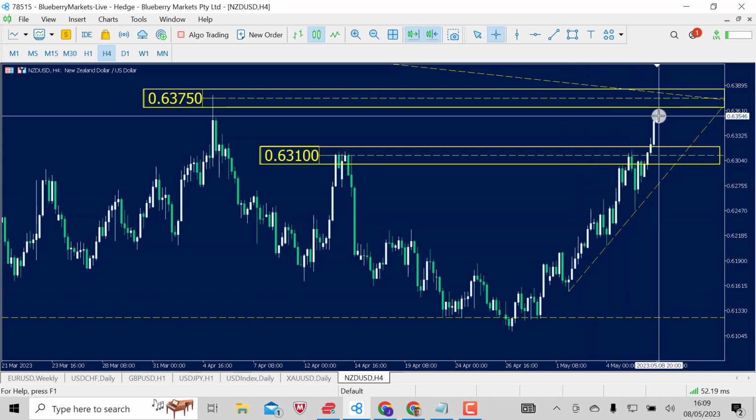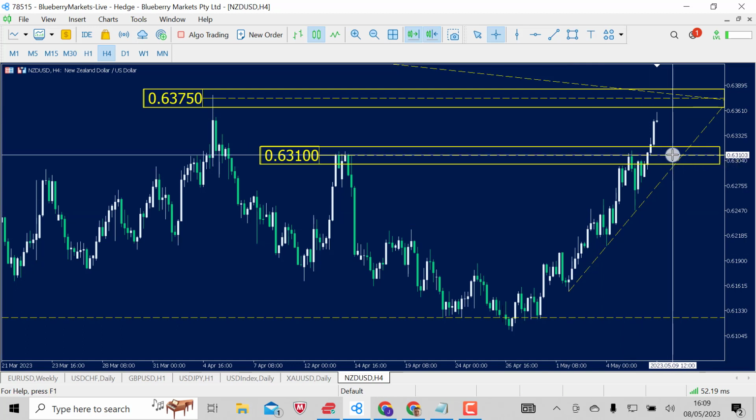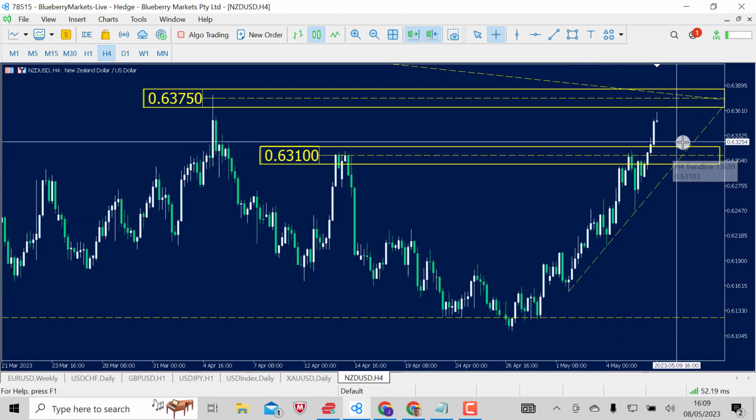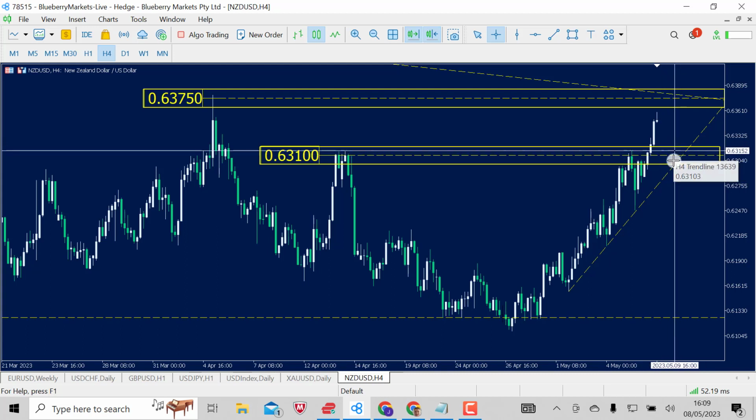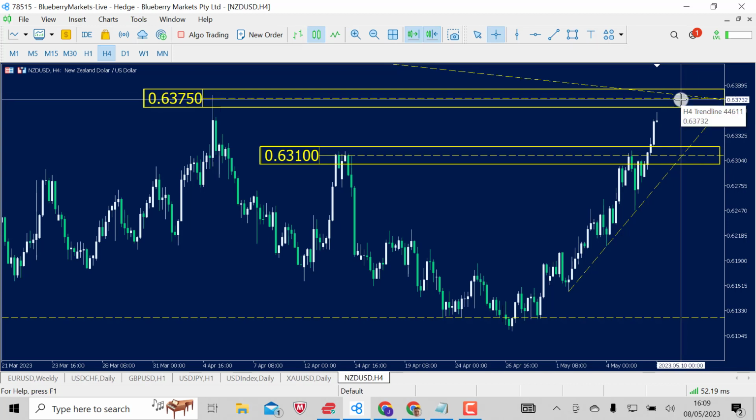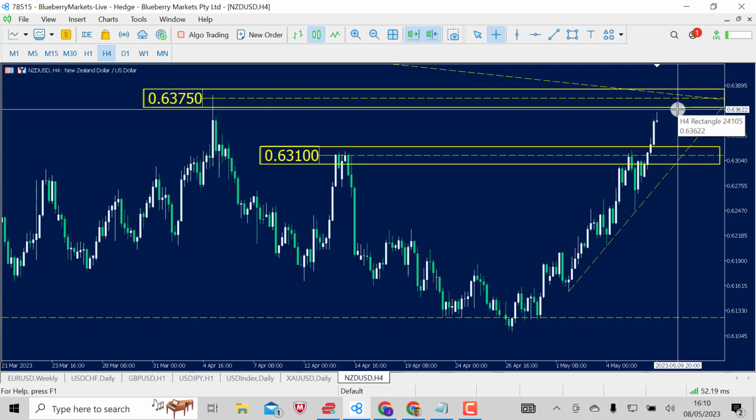So what I'd be looking for is for price to come back down to the 0.6310 and see if we get some kind of interaction with traders looking to get long at this point. That could offer opportunities to see price head back to the 0.6375. A break of that would offer further upside.